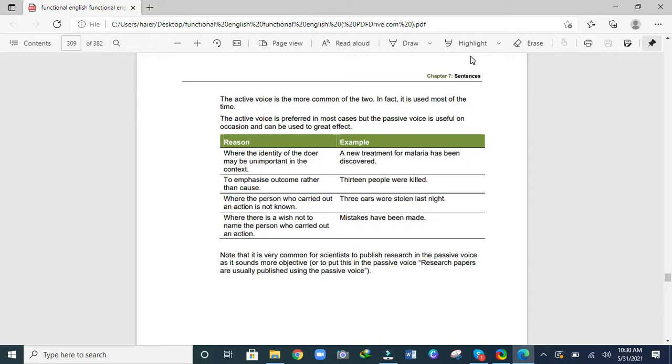Note that it is very common for scientists to publish research in the passive voice, as it sounds more objective. Or to put this in the passive voice: research papers are usually published using the passive voice.